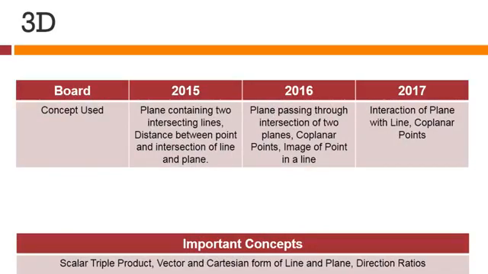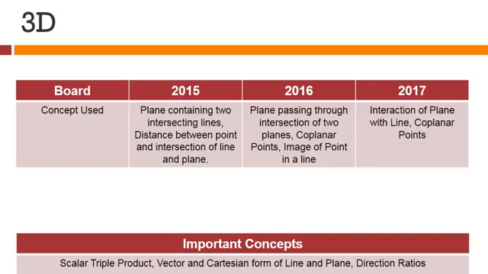2015, as expected: planes containing 2 intersecting lines, and distance between the point and the intersection of line and plane. The distance of the point was given and it was asked to find the distance between that point and the point where the given line intersects the plane. 2016 again asked for the equation of a plane passing through the intersection of 2 planes, similar to what we are expecting in 2018. Coplanar points again were there in options.